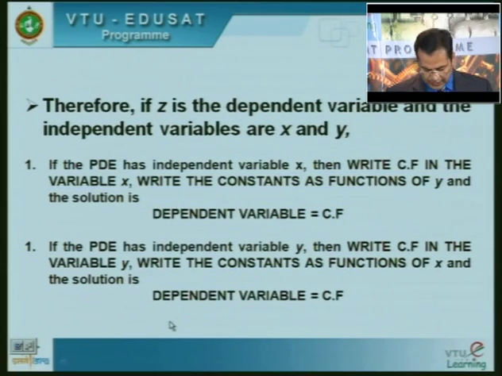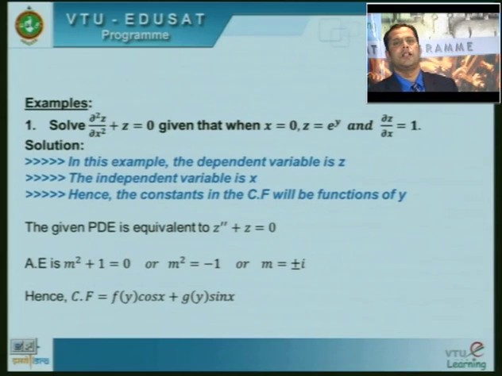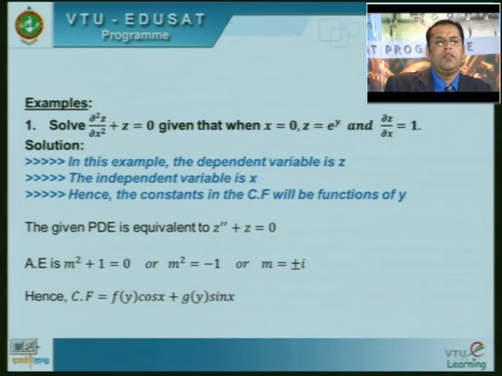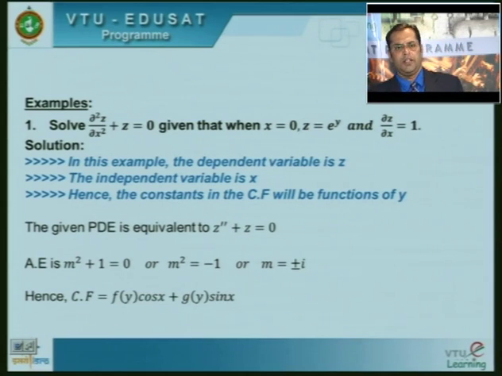To illustrate these concepts, let us go to a few examples. In each example, friends, you will see that you will exactly mention what are the dependent and independent variables, so that you can precisely write the solution related to the given PDE.